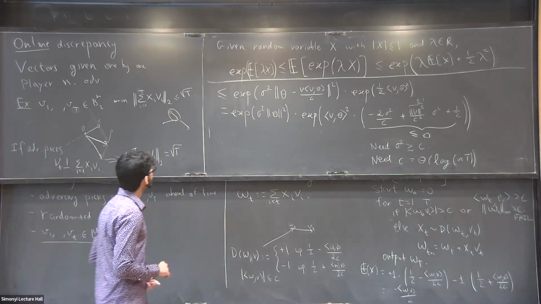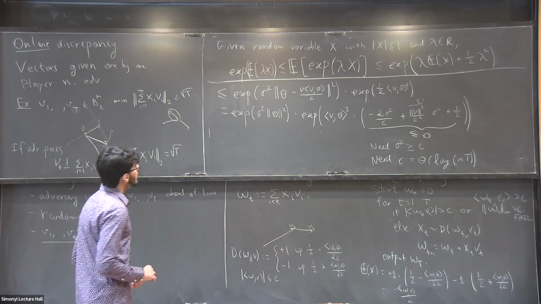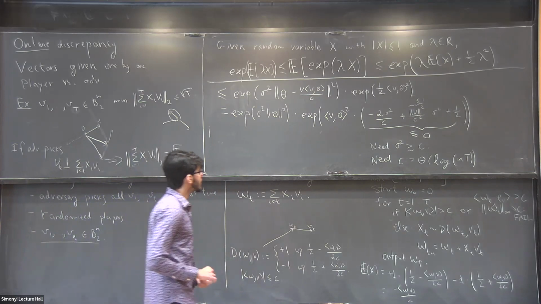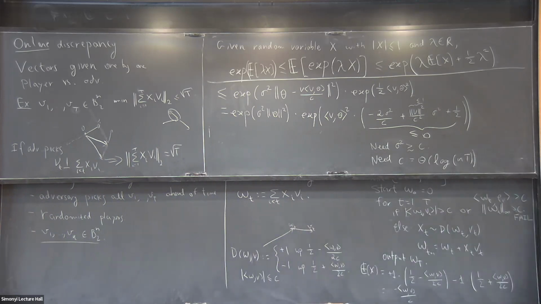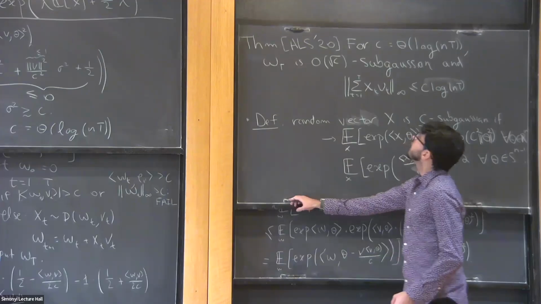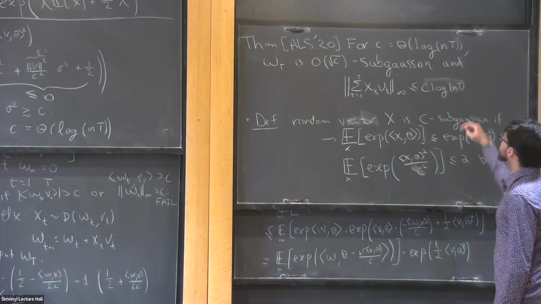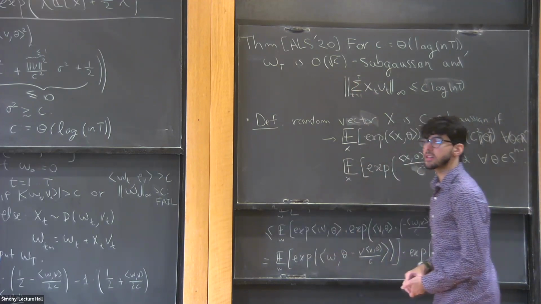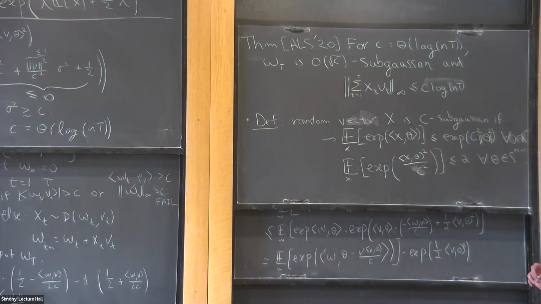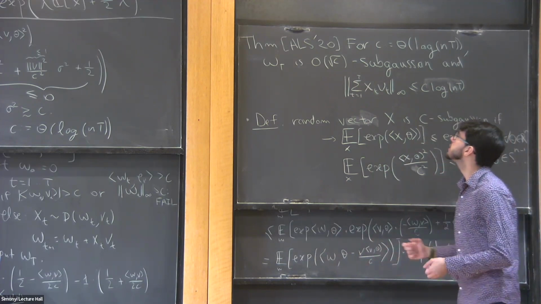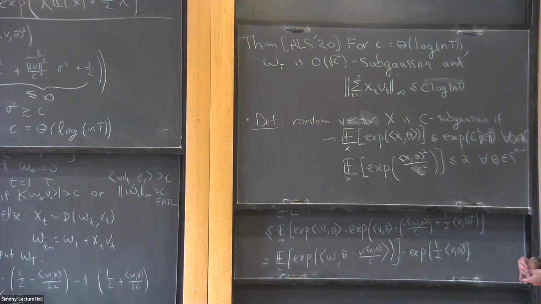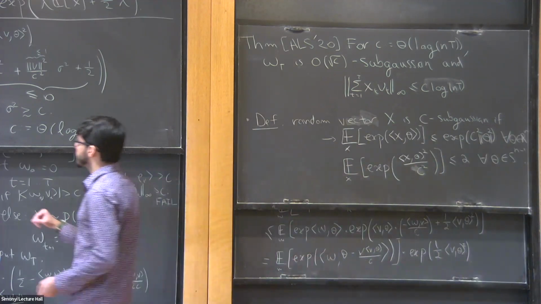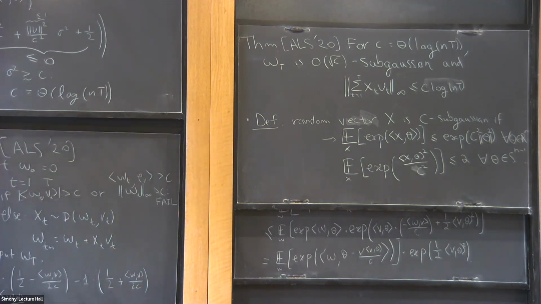Cool. So I want to mention one more thing. The high level picture is that here I showed there's an algorithm against oblivious adversaries that maintains all these positions to be square root log nt sub-Gaussian. And the question is whether you can do better than that. Can you keep things just constant sub-Gaussian? There's another work that tried to get a little closer to that.